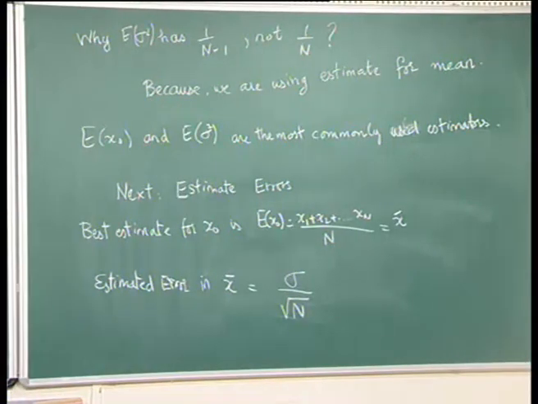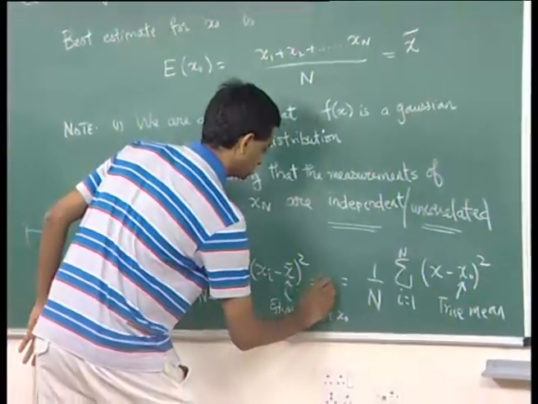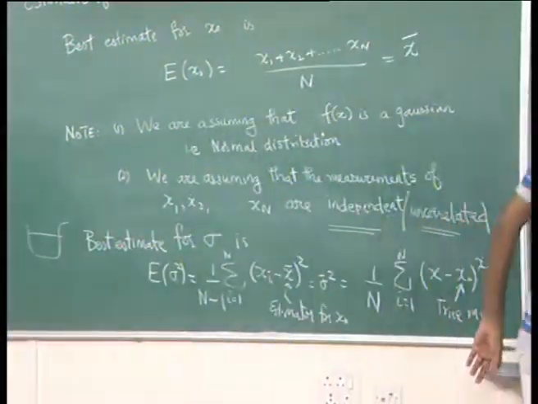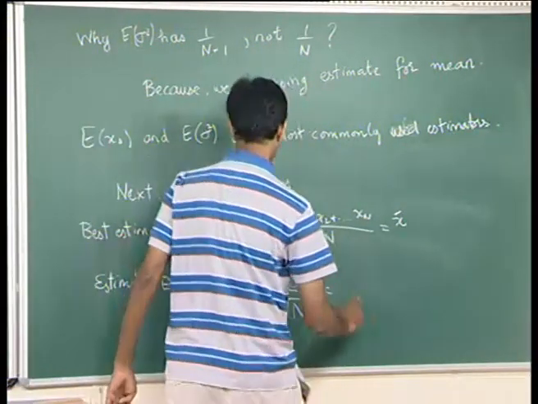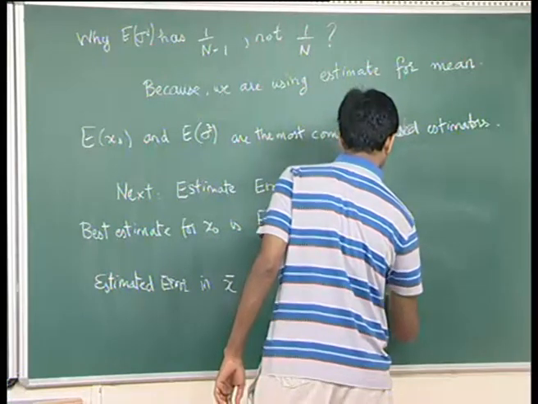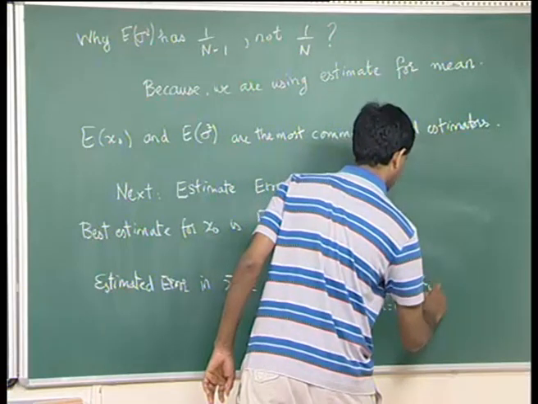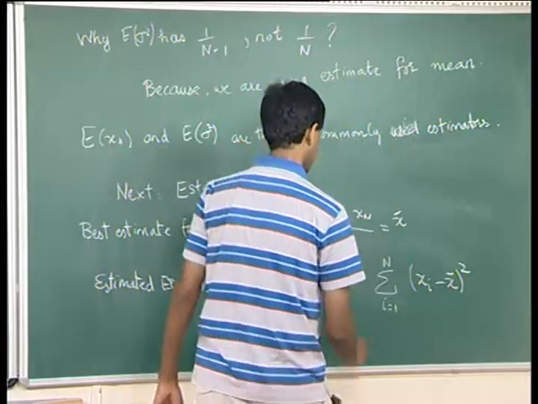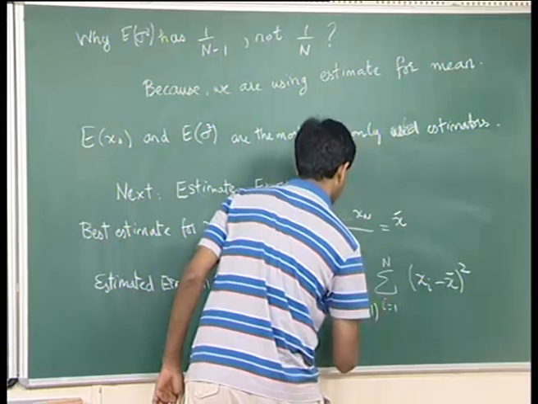It's given by sigma divided by square root of n, where sigma square, I'll call this sigma bar square, and this is sigma bar by n. This is equal to the sum over i equal to 1 to n of xi minus x bar squared, divided by n minus 1, the whole thing.